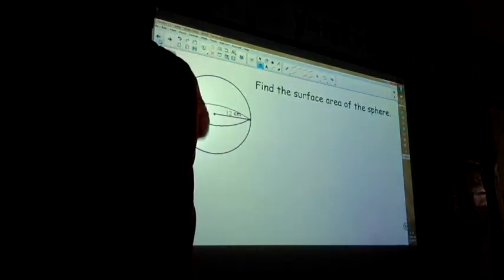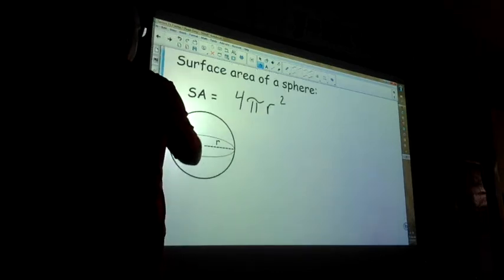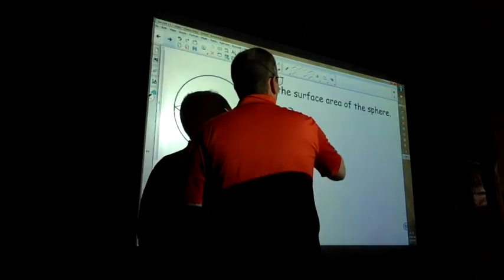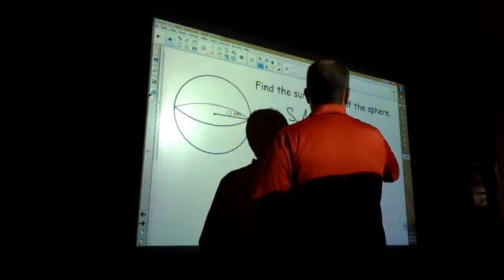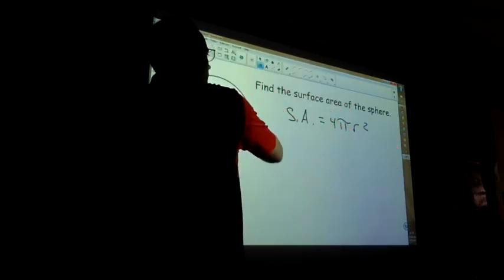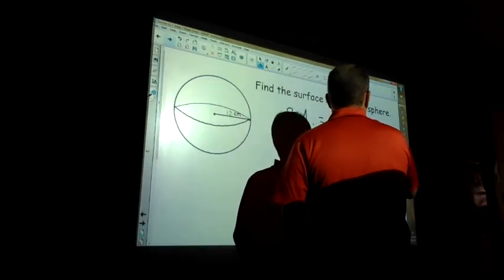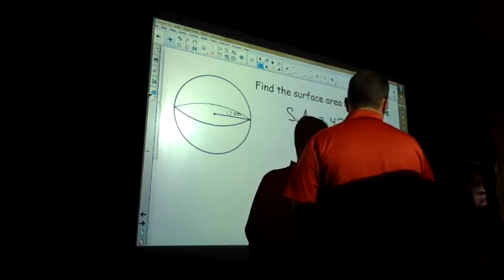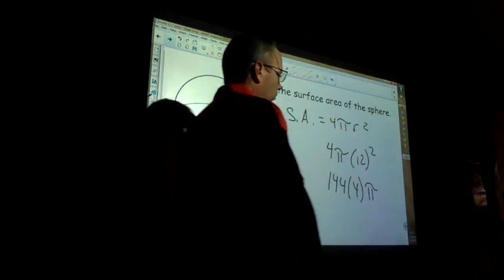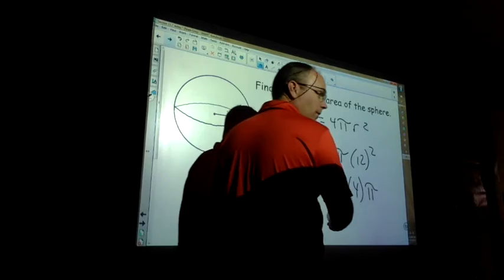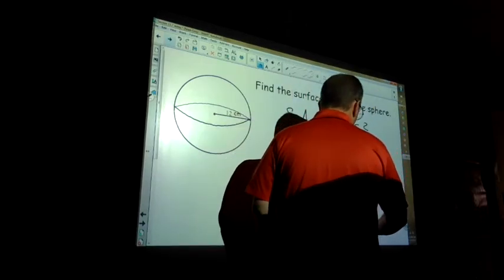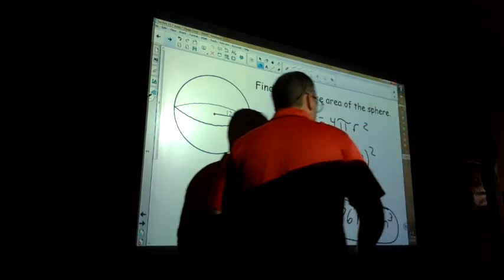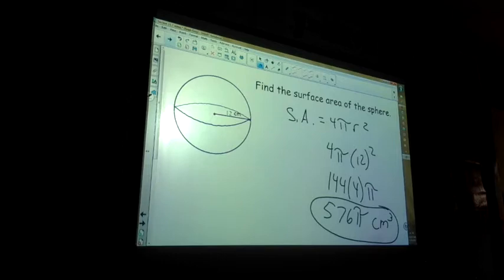All right, find the surface area of the sphere. So remember, surface area is 4 pi r squared. So if we have 12 here, I go 4 times pi times 12 squared, which I get 144 times 4 pi, which is 576? Is that what you said? 576 pi cubic centimeters. If you wanted to paint the whole outside of the ball, you would use 576 pi cubic centimeters of paint.